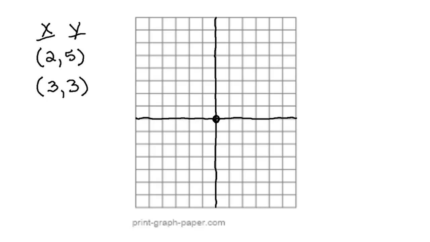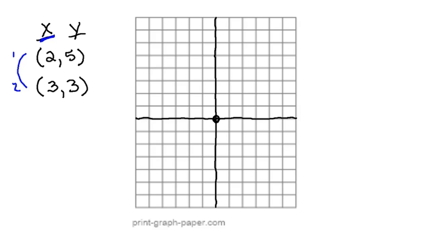So let's practice graphing some of this stuff. Here are two ordered pairs. There's one and there's two ordered pairs. And the X always goes first in ordered pairs. That's why they call them ordered pairs.